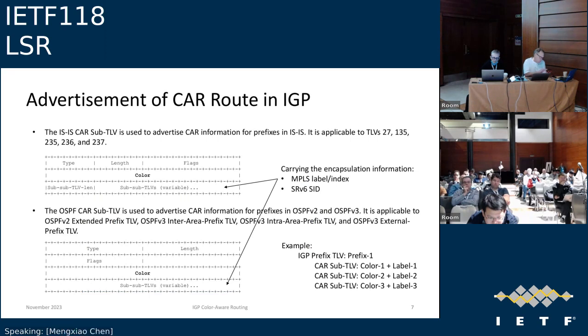The advertisement of CAR route in IGP is done by attaching a newly defined CAR sub-TLV to a prefix. The CAR sub-TLV carries the color value and the encapsulation information in sub-sub-TLVs. The encapsulation can be an MPLS label index or SRv6 SID. A prefix TLV can carry multiple CAR sub-TLVs for different intents.